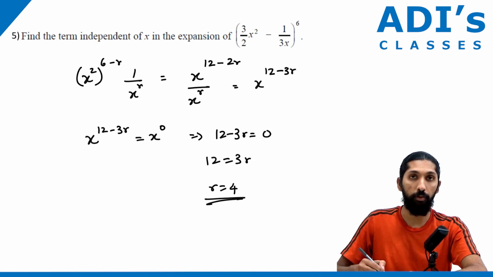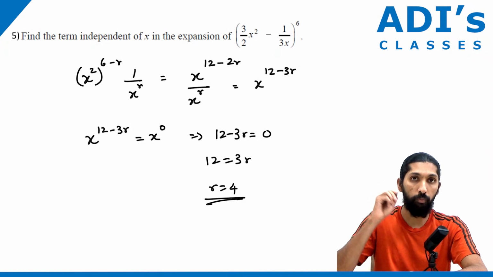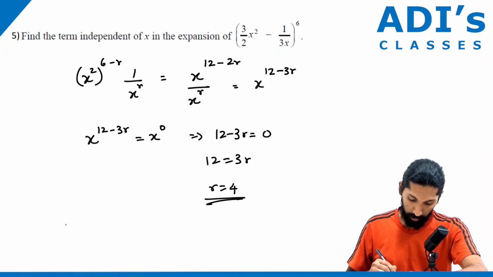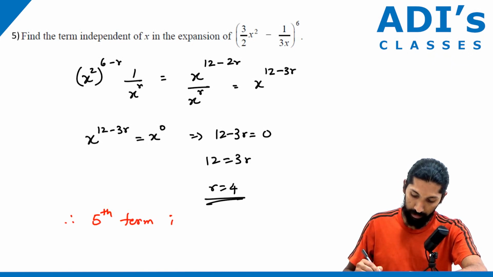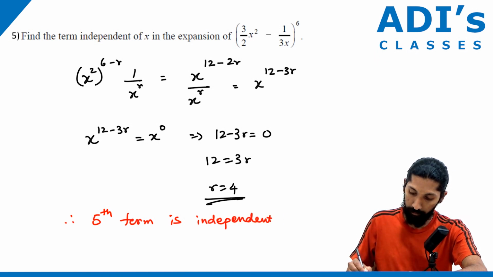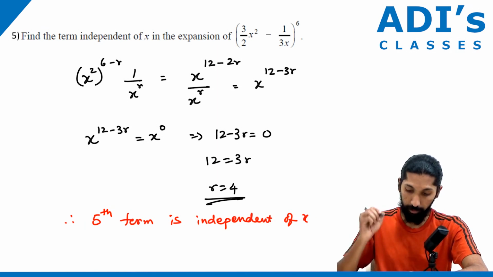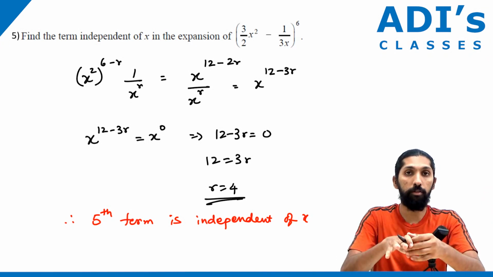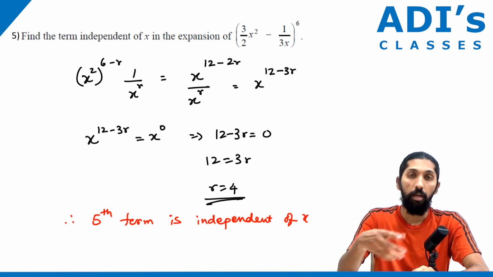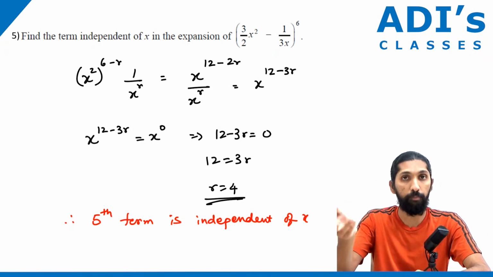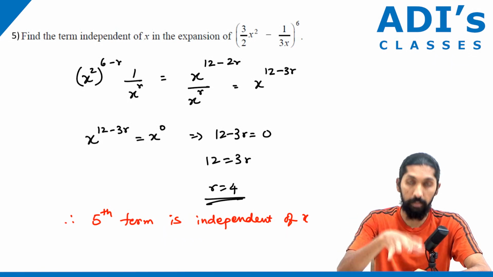Since r value is 4, we are looking at Tr plus 1, correct? So what do we say? The final answer: therefore, the fifth term is independent of x. Clear? So this is the answer for the given question. You have understood different types of questions. Now, this pretty much concludes what types of problems there are and how to solve them in this particular chapter.